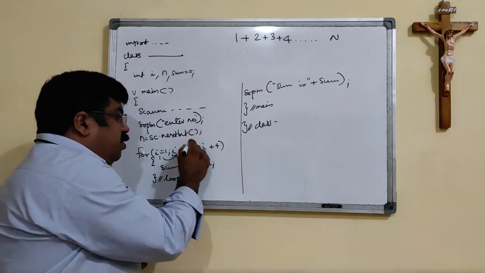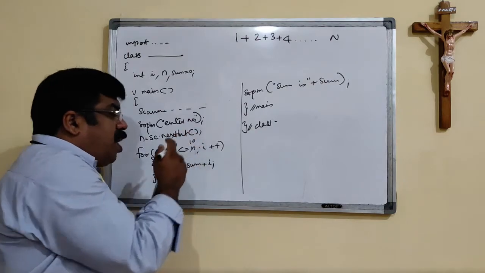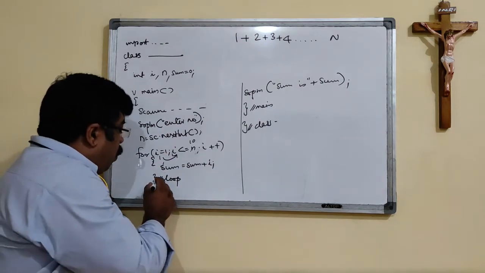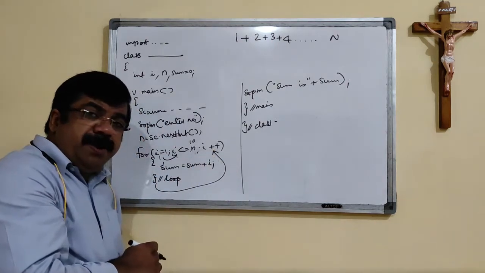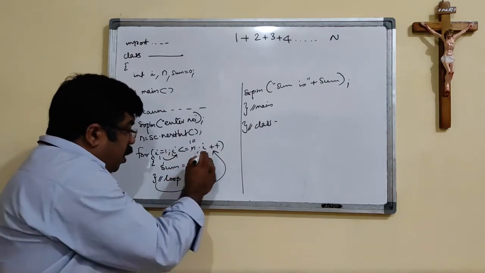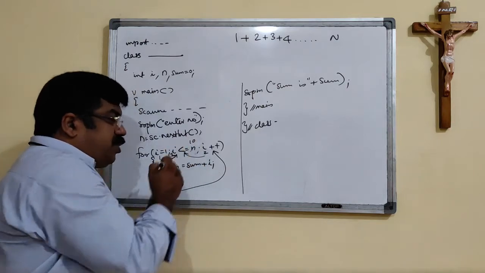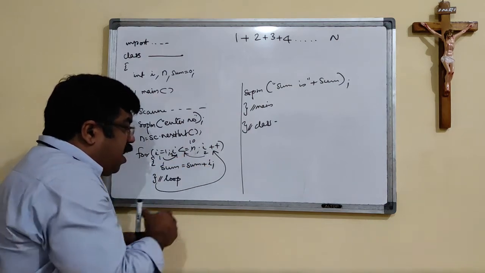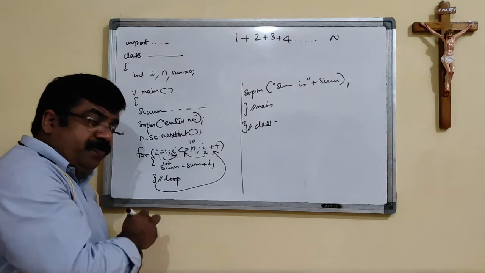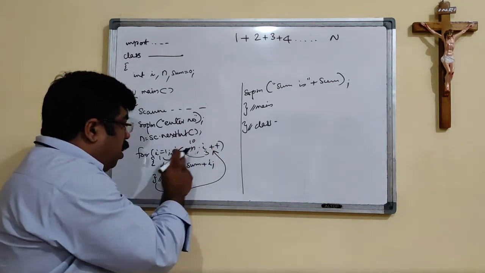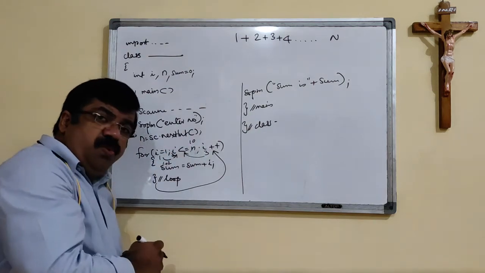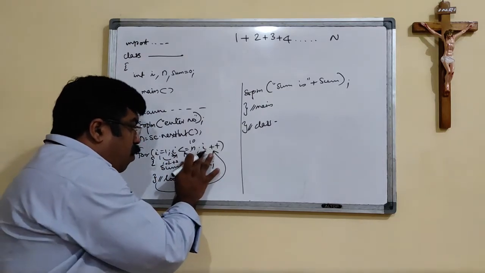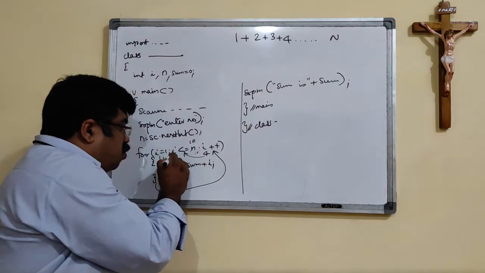Is 1 less than n, just assume n is 10. 1 less than 10, the condition is true, so the 1 is added there. What happens next? i will get incremented, i will become 2. It checks whether 2 less than 10 is true. Yes, since it is true, it adds the present value of i, the 2, along with the sum. Again, i incremented, i became 3. 3 less than 10, it is true. That 3 also will be added, and i became 4. 4 less than 10 is true.